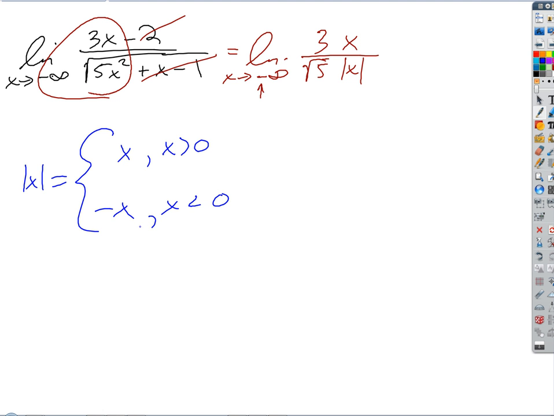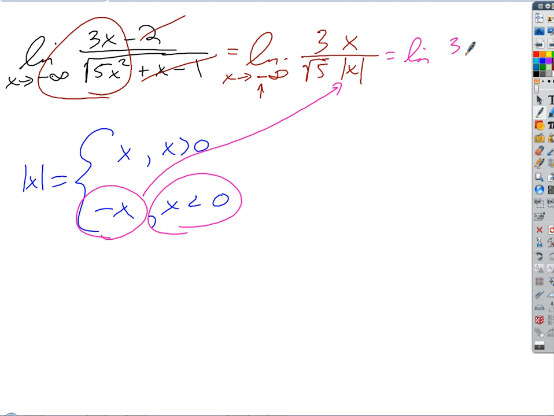So this is gonna be what's going on, because we're less than 0, way less than 0, right? So make that replacement, and we'd end up with the limit of 3x over square root of 5 times negative x. Those are gonna give you a negative 1, aren't they? Everybody see that? Combined, those are negative 1, and so I just get a negative 3 over root 5.